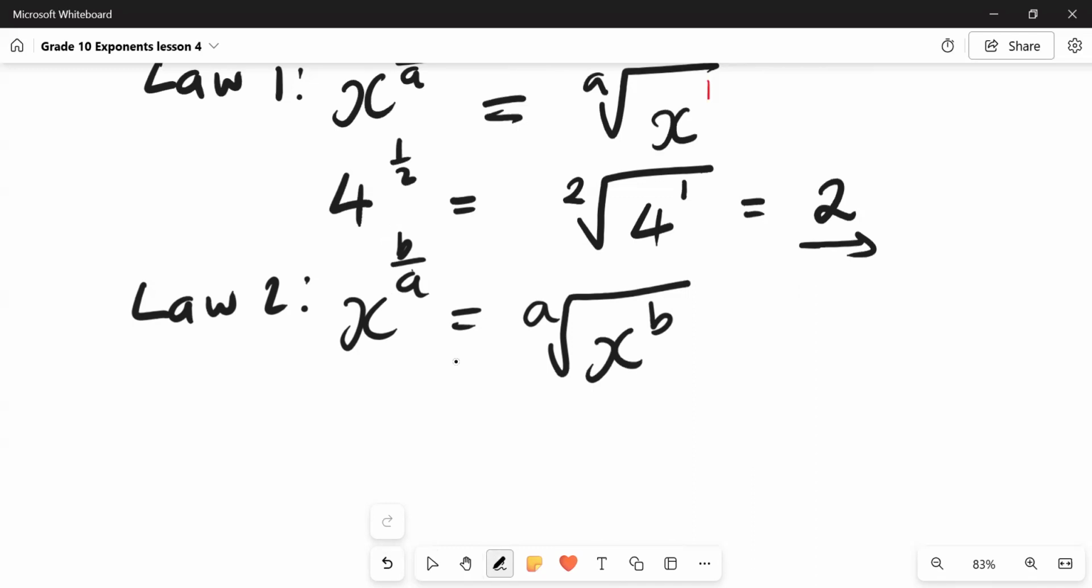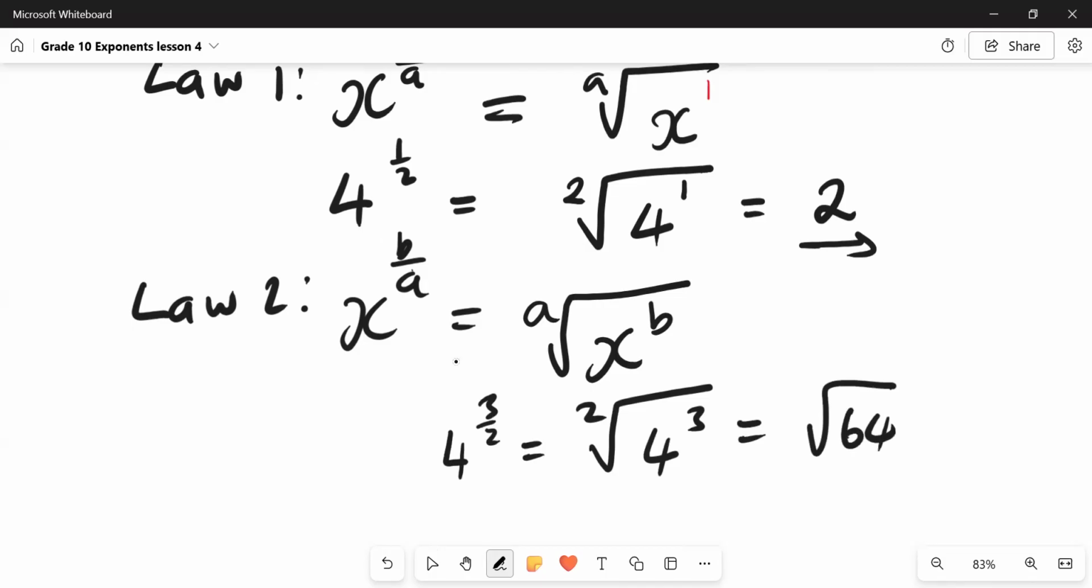Example, 4 to the power of 3 over 2, which is equal to, so you'll have your 4 there and then 3, there's 2, which will give us the square root of 64. Then there's 2 there, which is equal to 8.